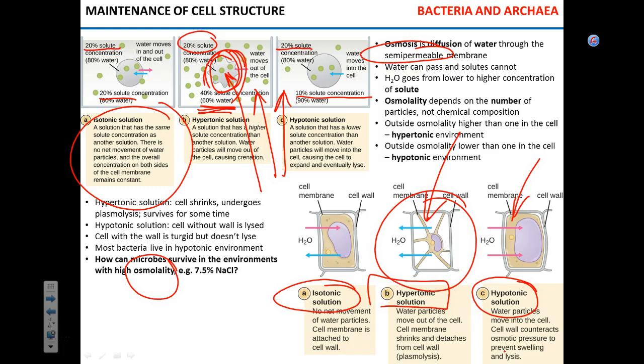So, how can a cell survive in an environment with a high osmolality? I deliberately didn't use the words isotonic or hypertonic, just high osmolality. So there is a lot of solute on the outside. What should the cell do to survive?